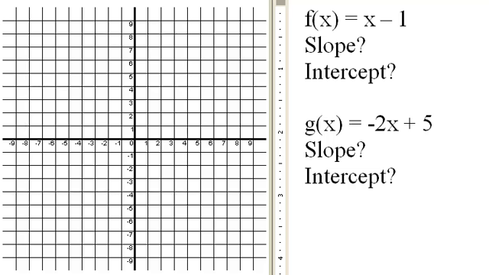Hi, it's Naomi. I wanted to work out this system of equations by graphing and just go through the process of how I would graph each one of these equations.